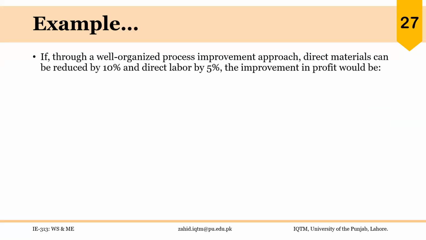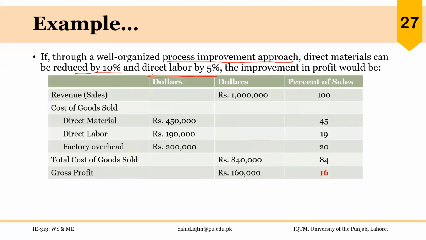Now let's assume that through a well organized process improvement approach, direct materials can be reduced by 10% and direct labor can be reduced by 5%. What will be the improvement in profit? By better management or better execution of the process, we have reduced material and labor cost. We are assuming the revenue or sales to be the same, that is 1 million. The direct material cost was 5 lakh, reduced by 10%, so that turns out to be 4 lakh 50,000. Direct labor cost was 2 lakh, reduced by 5%, so that becomes 1 lakh 90,000, and factory overhead cost remains the same.